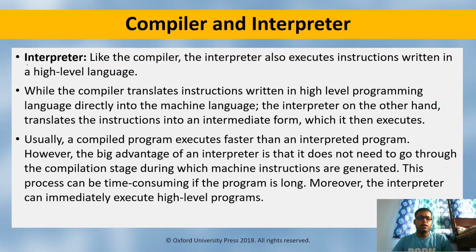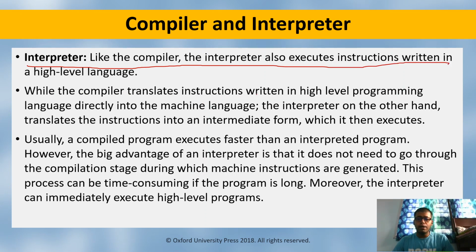Now, the interpreter. The interpreter also executes instructions written in a high-level language, but in this case it does not directly convert to the machine-level language. It converts to somewhere in between, an intermediate form. Sometimes we call it an assembly level language. That is like when we talk with persons from other countries, say Russia. That person does not know English, and you don't know Russian, so one interpreter is required to convert.